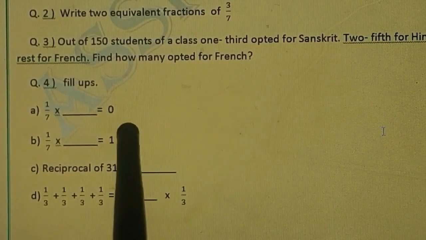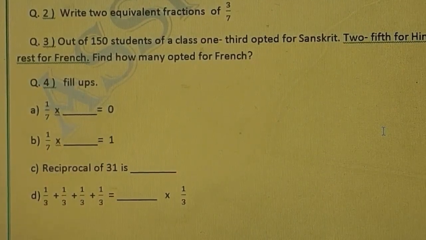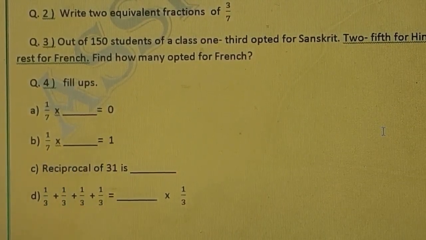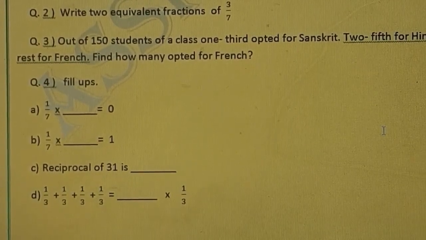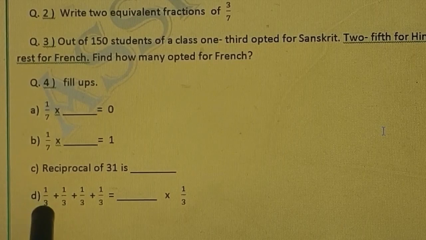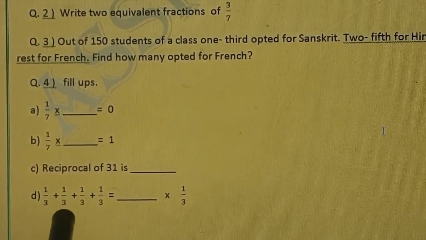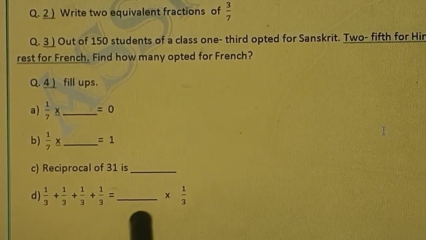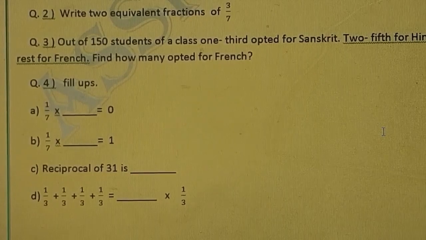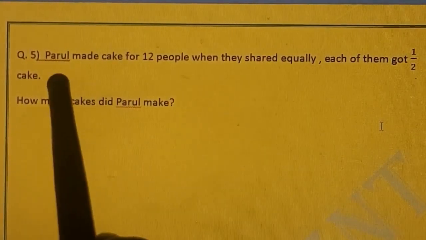Question number 4, filling the blanks is here. 1/7 multiplied by dash is equal to 0. 1/7 multiplied by dash is equal to 1. Reciprocal of 31 is dash. D part is here. Look at it very carefully. 1/3 plus 1/3 plus 1/3 plus 1/3 is equal to dash into 1/3. Do carefully.